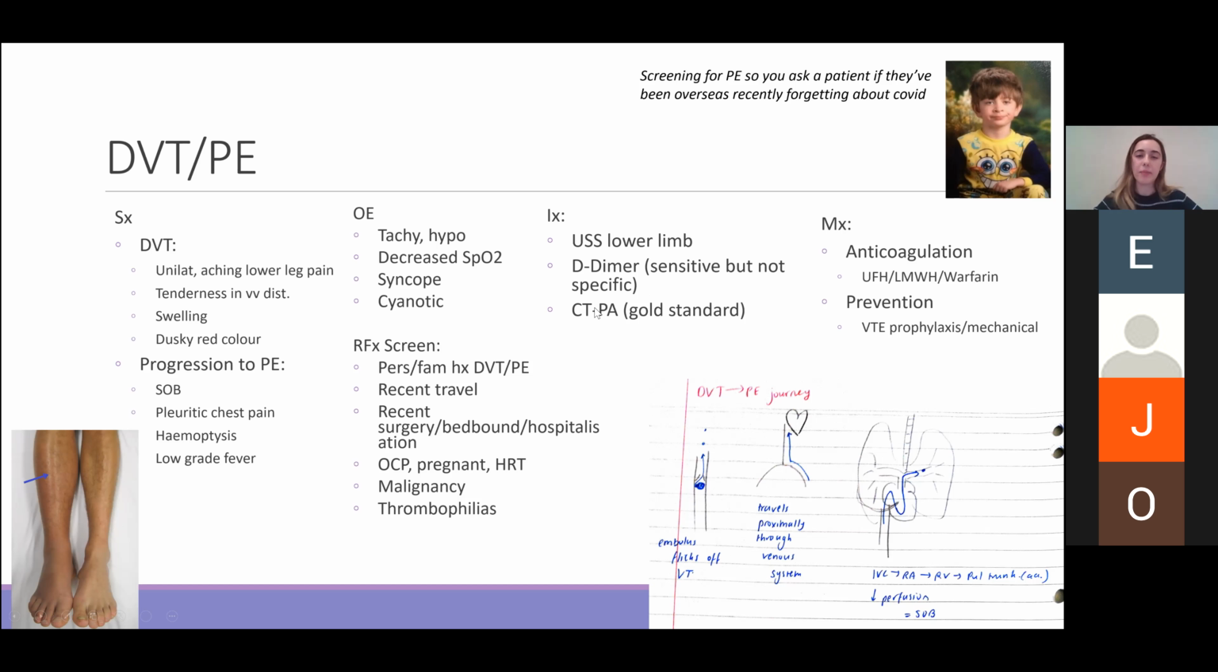But a CT pulmonary angiogram, where you image the lung vessels, is gold standard for PE. And you manage it using anticoagulation, and the length of time depends on whether it was a provoked or an unprovoked PE. So you might be on it lifelong, or you might be on it for 6 to 12 months. And there's obviously a lot of prevention that you can do to try and avoid this if someone is bedbound.